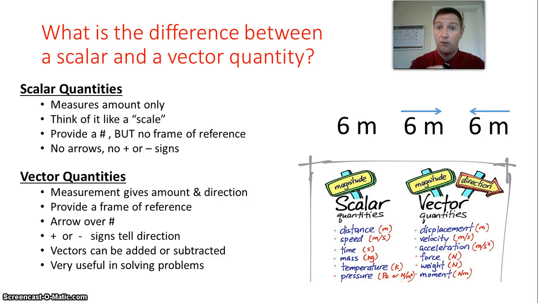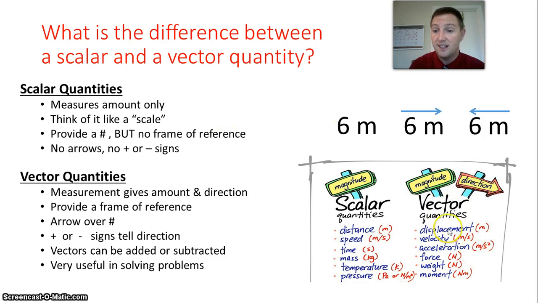So like in math, we've got an x-axis and a y-axis. These vector quantities tell me where I am on a grid relative to that origin. And this is really helpful for solving problems because with vectors, I can add them and subtract them just like any other number in algebra or geometry or calculus. So it's really helpful in solving problems.